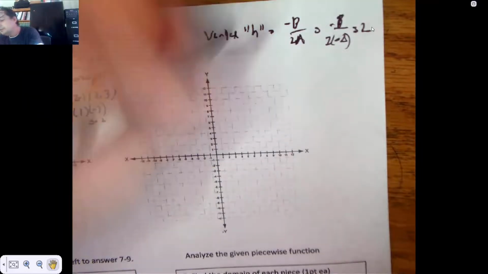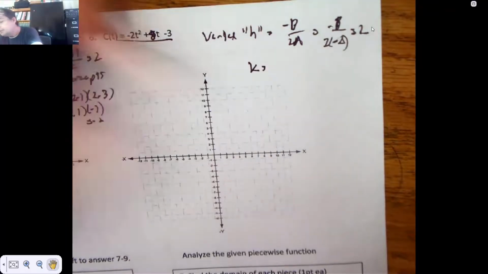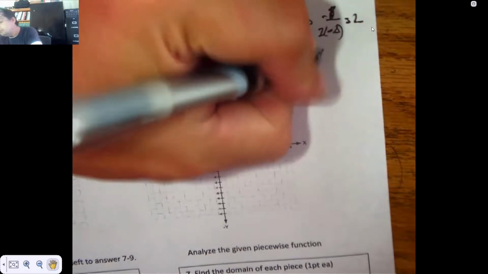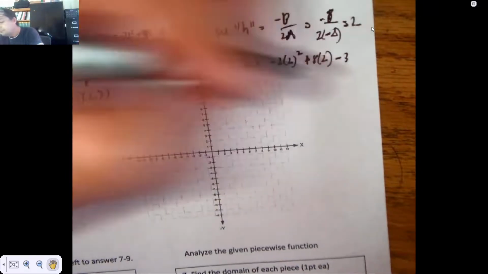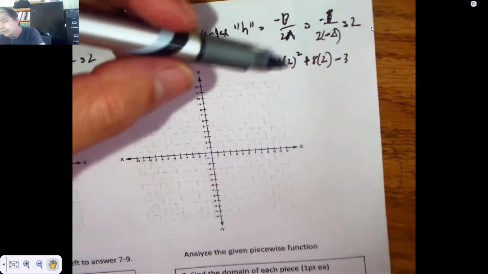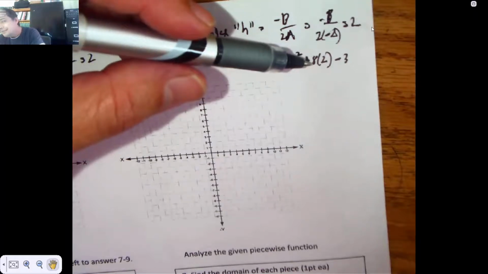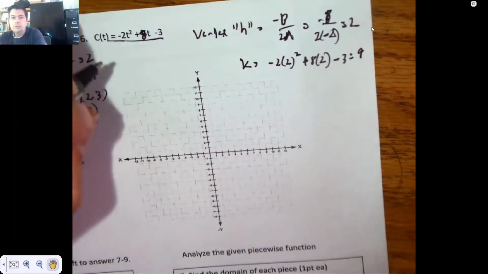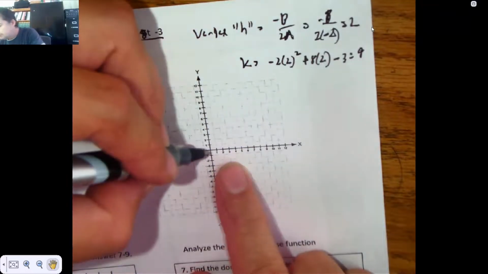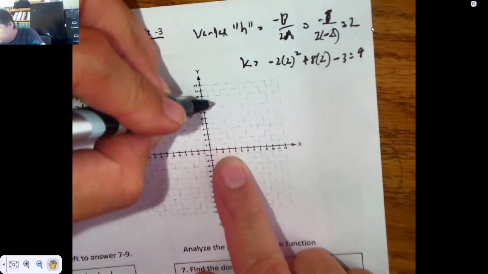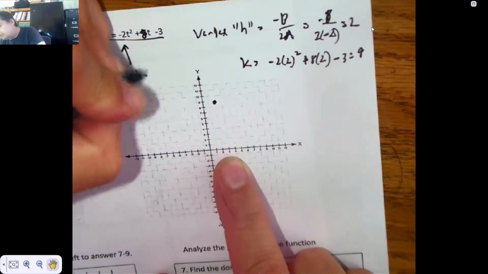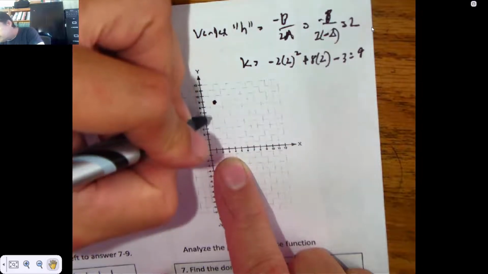That's a 2. To find k, I plug it in. I would have negative 2 times a 2 squared plus 8 times a 2, and then minus 3. What's that going to give me? That's going to give me negative 4, add 16, which is going to be 12, take away 3, which is going to be 9. So 2, 9. Right 2, rise 9. This right here is still my initial slope. I'm going to fall 2 and run 1.